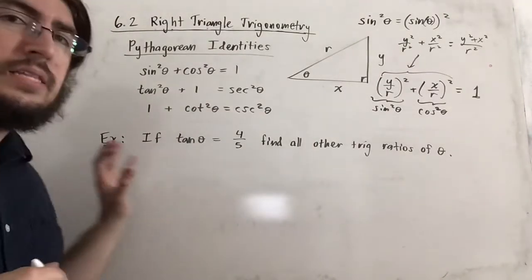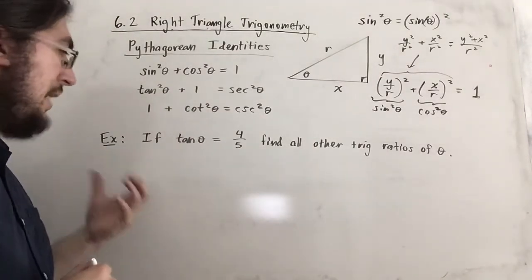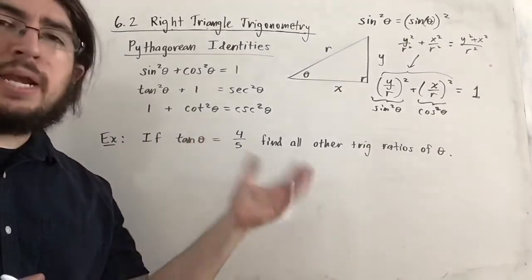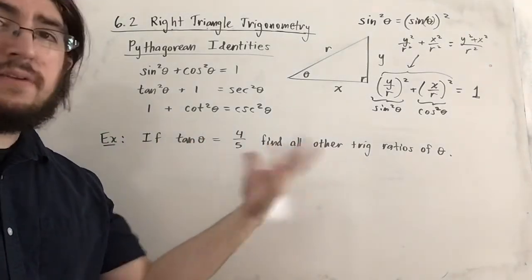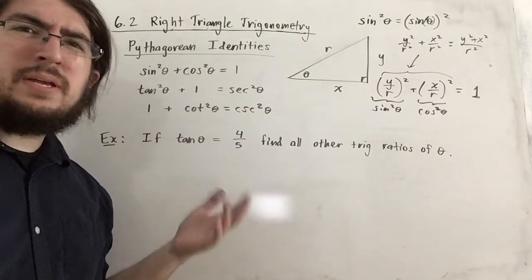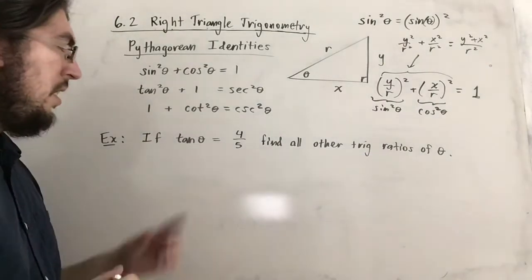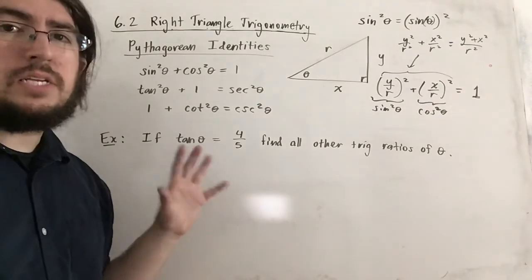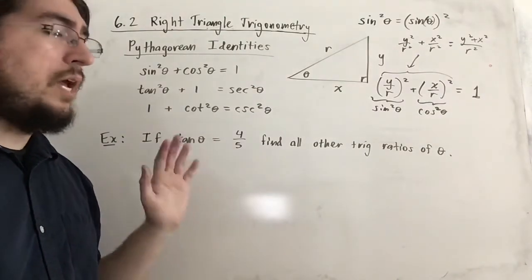And now this example here asks us to find all of the remaining trig ratios of this angle theta, given only one of them. And that's a pretty common example, to be quite honest. Of course, we have to be given that the angle is acute, meaning in between 0 and 90.